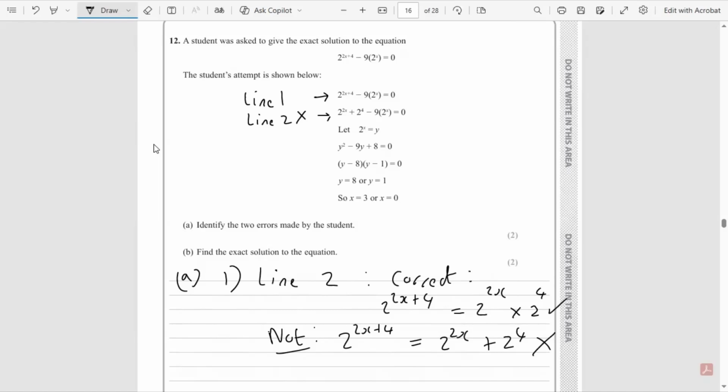Now let's keep on going. So in the next line, line 3, they've said let 2 to the power of x equal y. I mean, that's okay, that's fine. And then they've subbed in y into the first term. So they've got y squared, which is fine because 2 to the power of 2x is the same as 2 to the x squared. So that's y squared, that's okay. Then they've got a minus 9y. That's the minus 9y, that's fine.